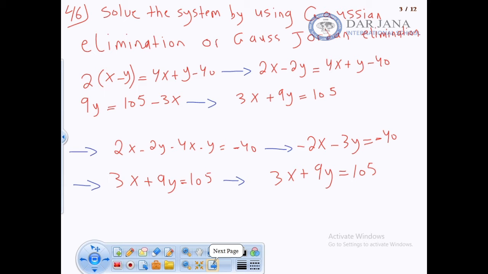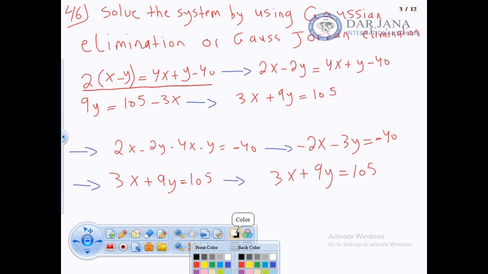The system is 2 multiplied by x minus y, which is equal to 4x plus y minus 40, and 9y equals 105 minus 3x. So first of all, I should look at the system of equations. Are they written in standard form? No, they are not. So we need to write them in standard form.